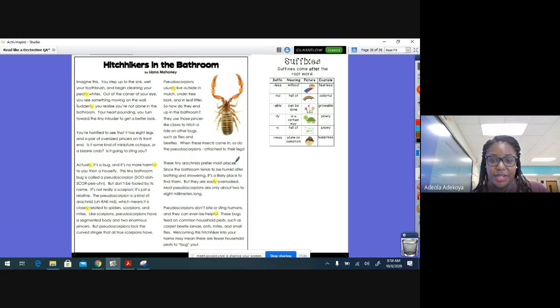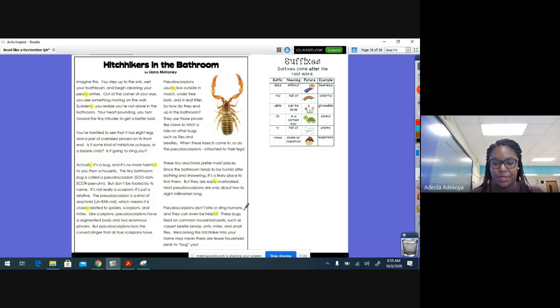These tiny arachnids prefer moist places. Since the bathroom tends to be humid after bathing and showering, it's a likely place to find them. But they are easily overlooked. Most pseudoscorpions are only about 2 to 8 meters long. So they're really teeny weeny. Oh, sorry, millimeters long.